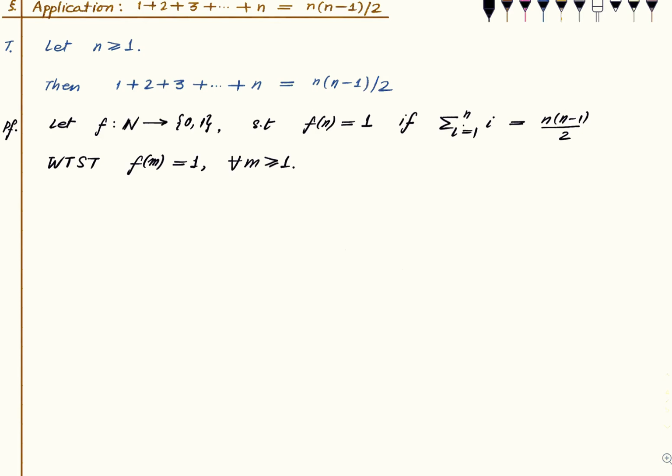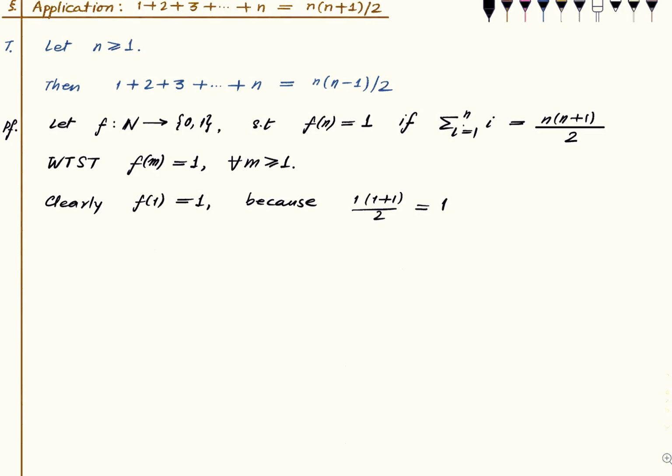So clearly f(1) is true, meaning f(1) is 1, because, sorry, have I written something incorrect? This is n into n plus 1 by 2, I think. Yeah, this is plus 1. Otherwise, I don't even get the correct answer. So f(1) is equal to 1 because 1 times (1 plus 1) divided by 2 is equal to 1, which is the sum of the first 1 natural numbers.